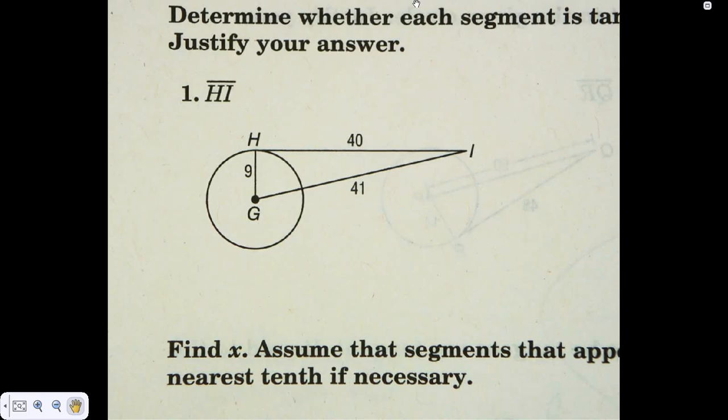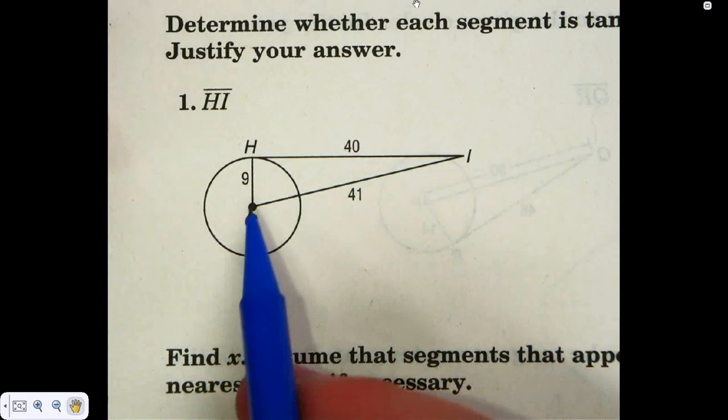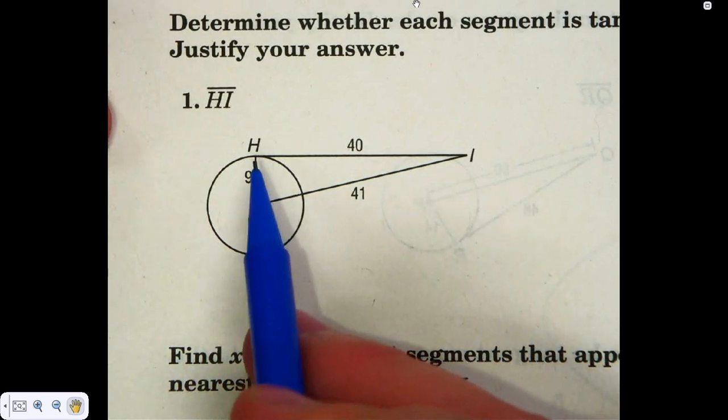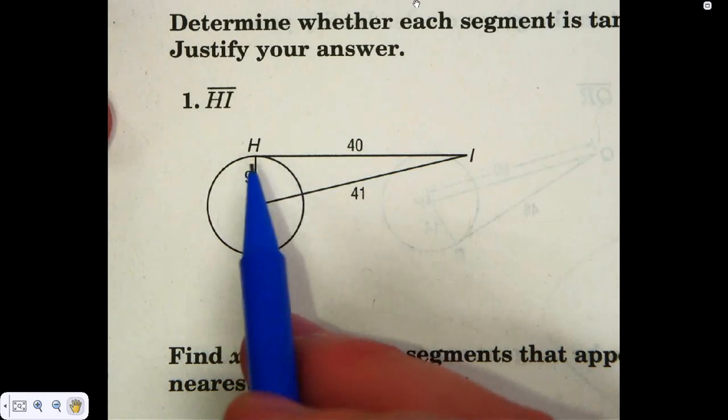Justify your answer. Now, how are you going to justify your answer? Well, let me know how you got it. Why can you say that? Because right here, do you guys think this is a right triangle? Do you think this is a tangent line? Yeah, it looks like it. It looks like it, but we can't just go by that. So what could be my test?